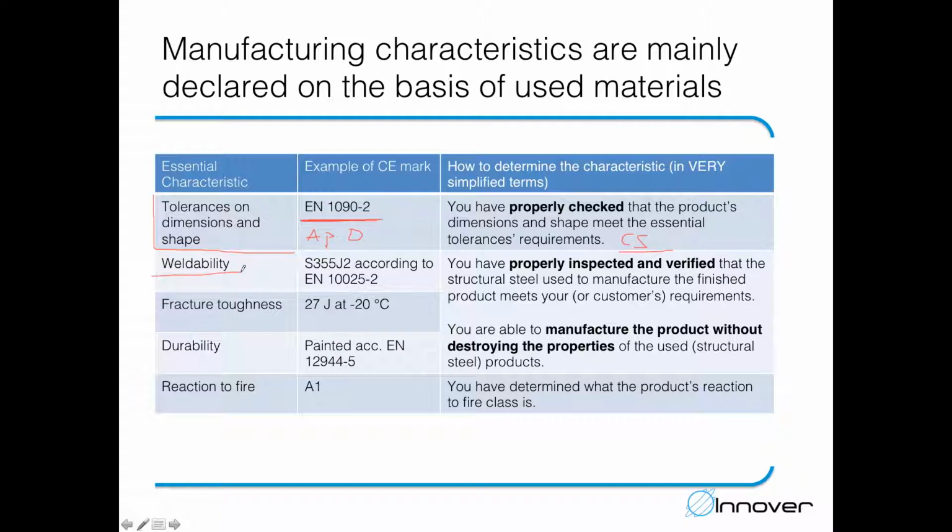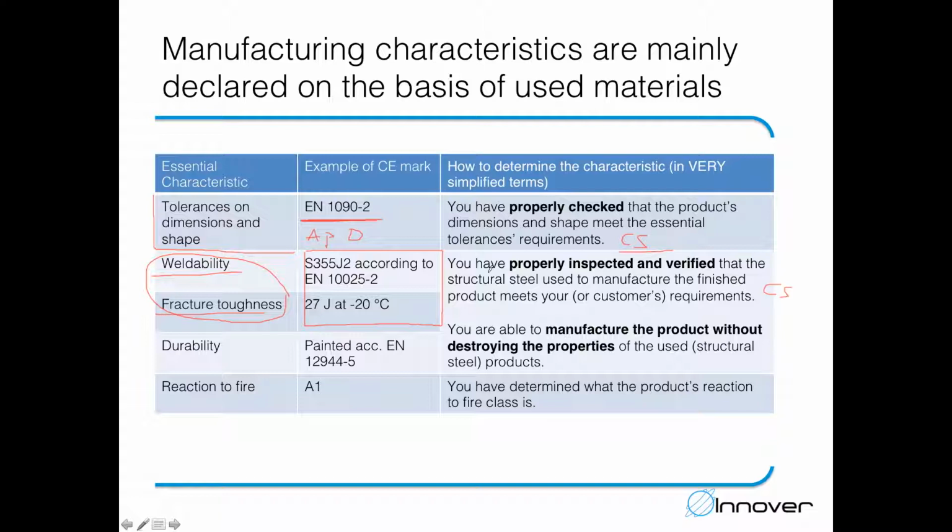Then the next essential characteristics that you can define are weldability and, in addition, fracture toughness. So these two basically go together for the most part. Here you are basically just declaring what structural steel you used to manufacture the structural steel product. Of course you can also use stainless steel and then you wouldn't have fracture toughness, but in most cases, if you use black steel, you're just going to declare what kind of structural steel was used to manufacture the finished product. And here you are basically saying, before you can declare it, that you have properly inspected and verified that the structural steel used to manufacture the finished product meets your or your customer's requirements that were specified in the component specification.